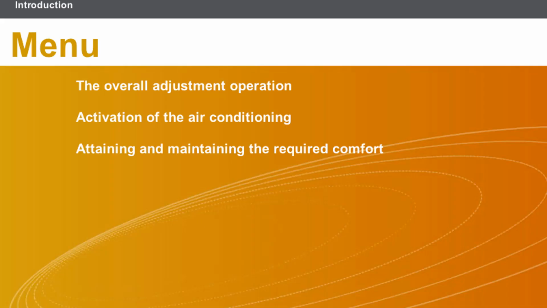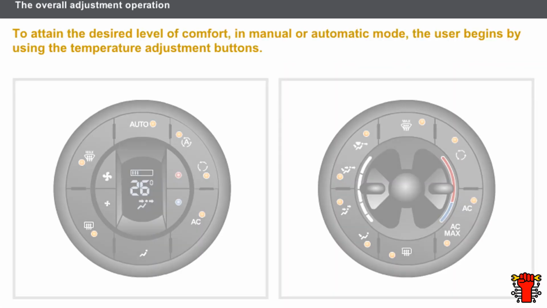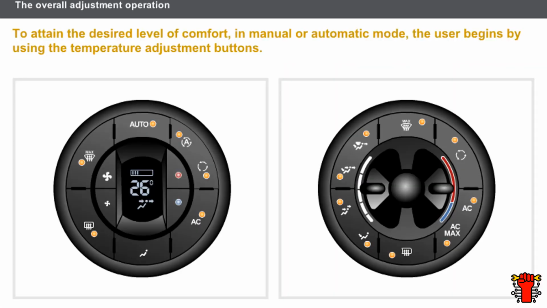This lesson will cover the following topics: the overall adjustment operation, activation of the air conditioning, attaining and maintaining the required comfort. Let us begin with the general adjustment principle in manual and automatic modes.